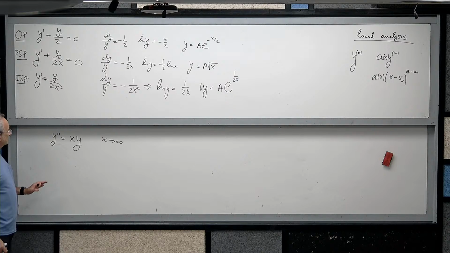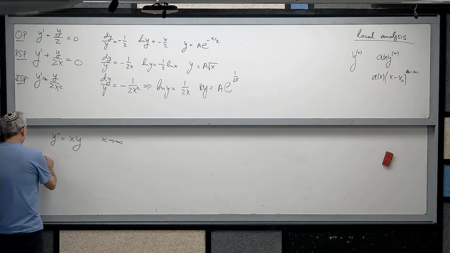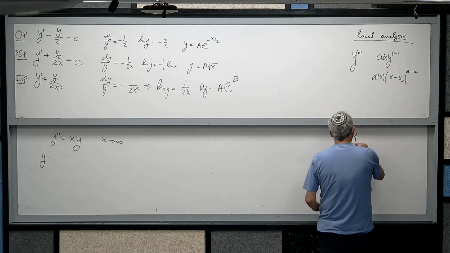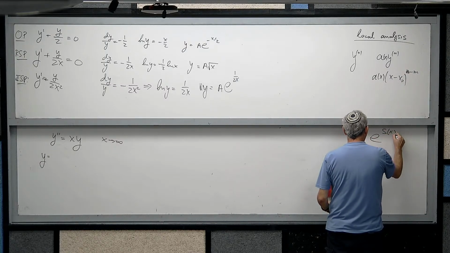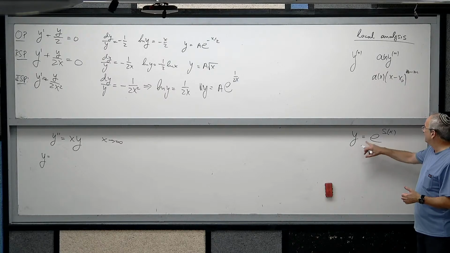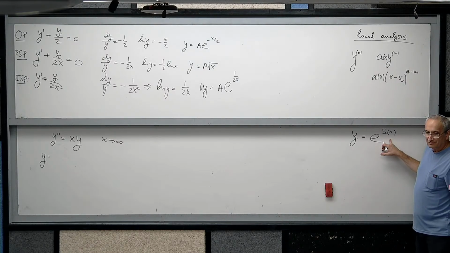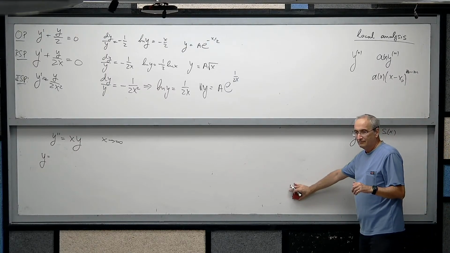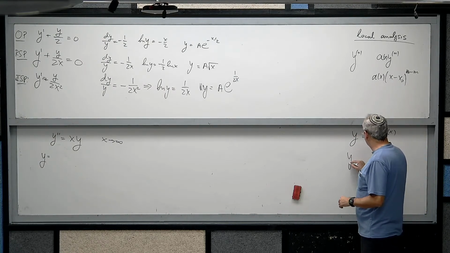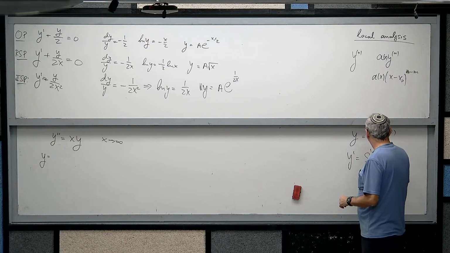First trick, I'm going to write y as e to the s of x. Is that a problem? No, because I didn't specify s. So every function y may be written that way. The only problem is that I have to specify s. S can be complex? Can be anything.